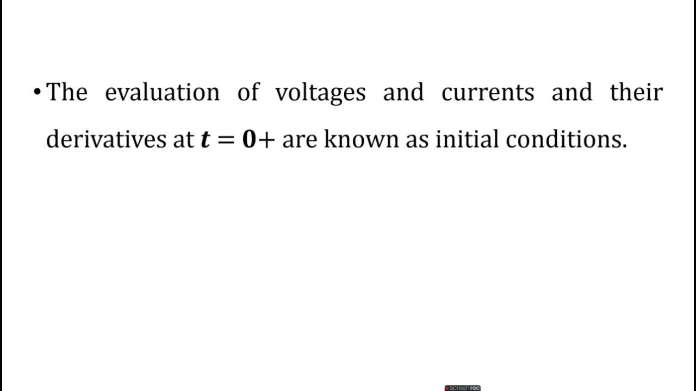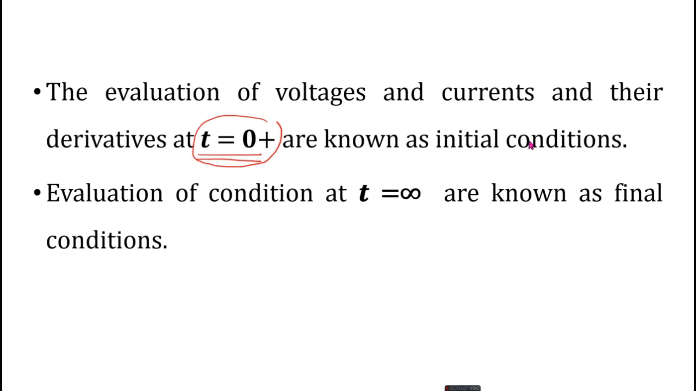So, definition: the evaluation of the voltages and the currents and the derivatives at t is equals to 0 plus are known as initial conditions. We have discussed this definition properly. The evaluation of the voltages and the currents and the derivatives at t is equals to 0 plus, immediately after switching, are called initial conditions. Evaluation of the conditions at t is equals to infinity are known as the final conditions.